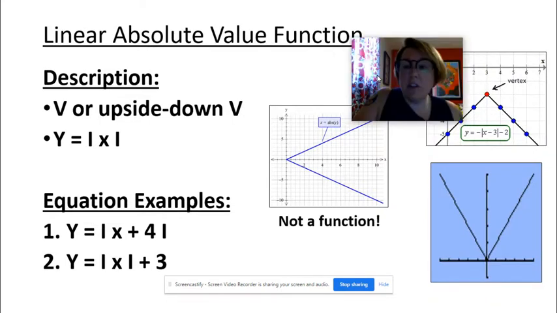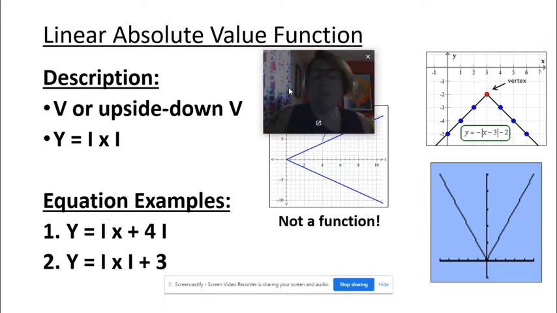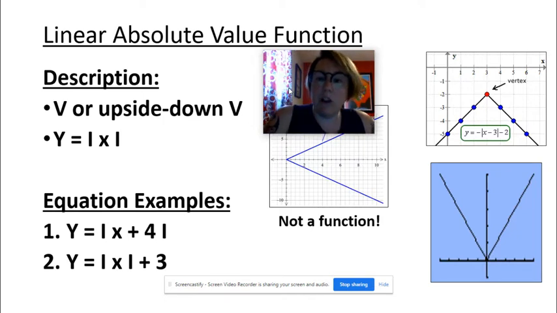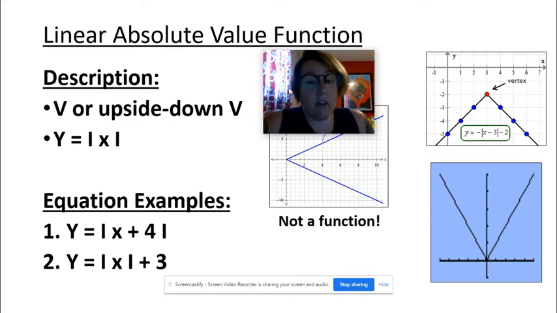Up next, we have linear absolute value functions. Those make a V shape. They're linear because they're two straight lines that make a V shape. And those are going to have the absolute value symbol around them. So like y equals the absolute value of x is our base function. And then we could have things like y equals the absolute value of x plus 4, or just y equals the absolute value of x plus 3. So again, these are going to make the V shape.